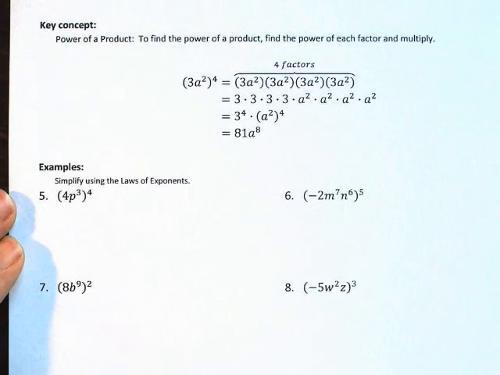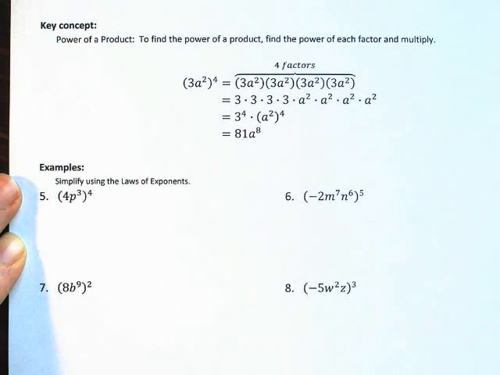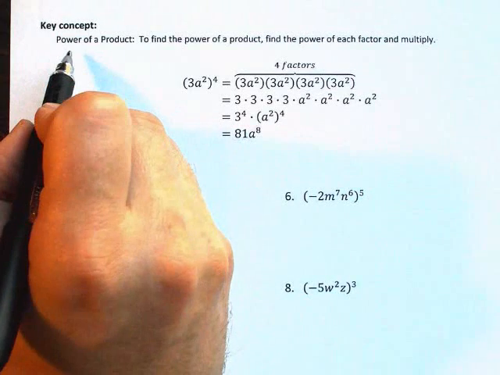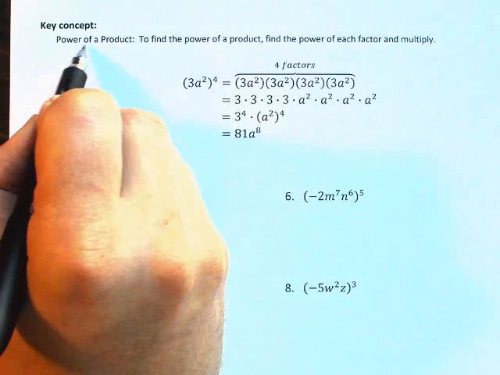All right, so that key concept was about power of a power, a way that you can quickly simplify a math expression that has a power in parentheses and then another exponent on the outside of the parentheses. Now there's another key concept in this video. This one is called power of a product.